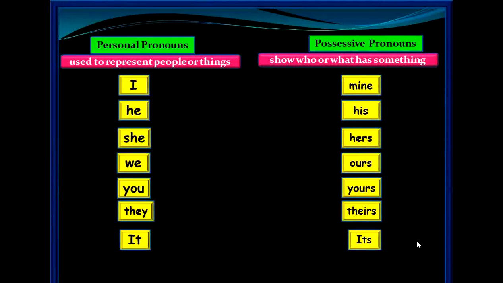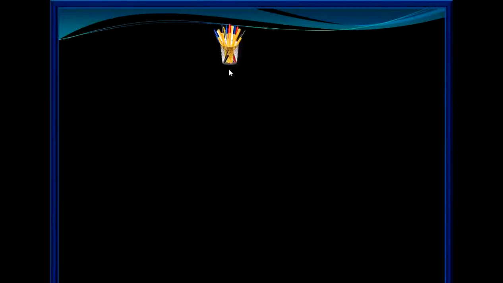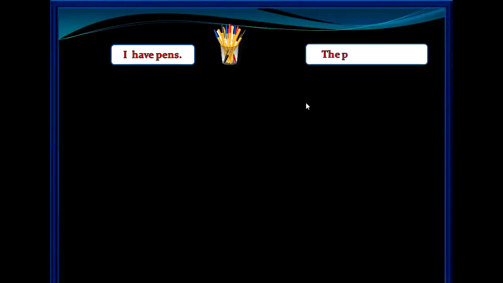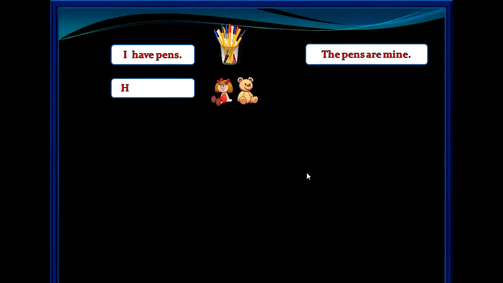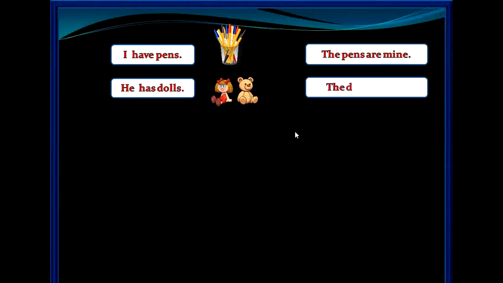Okay, let's understand this with examples. Here is a container full of pens. And this sentence is, I have pens. The same sentence can be rewritten by using the possessive form of the personal pronoun I as, the pens are mine. Next, we have dolls. He has dolls. This sentence can be rewritten, the dolls are his.